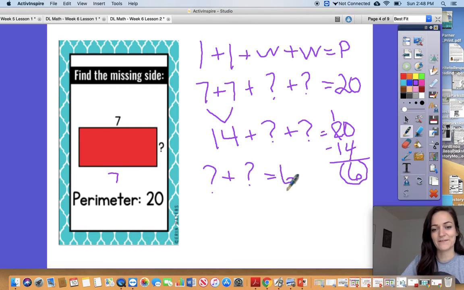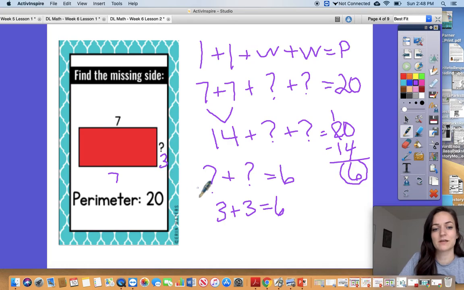Okay, so what number can I add twice, same exact number, to get 6? Or you could also ask yourself, 6 divided by 2 or divided in half would give me what number? 3, right? 3 plus 3 will give us 6. So this side is 3.